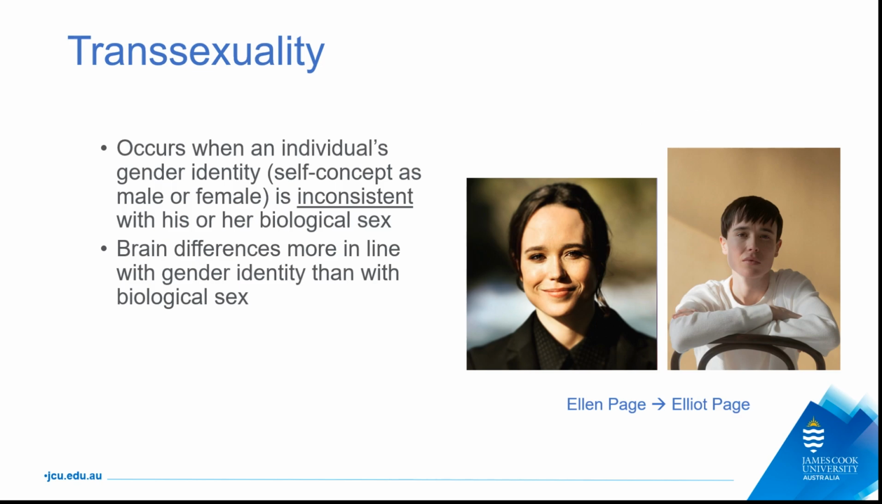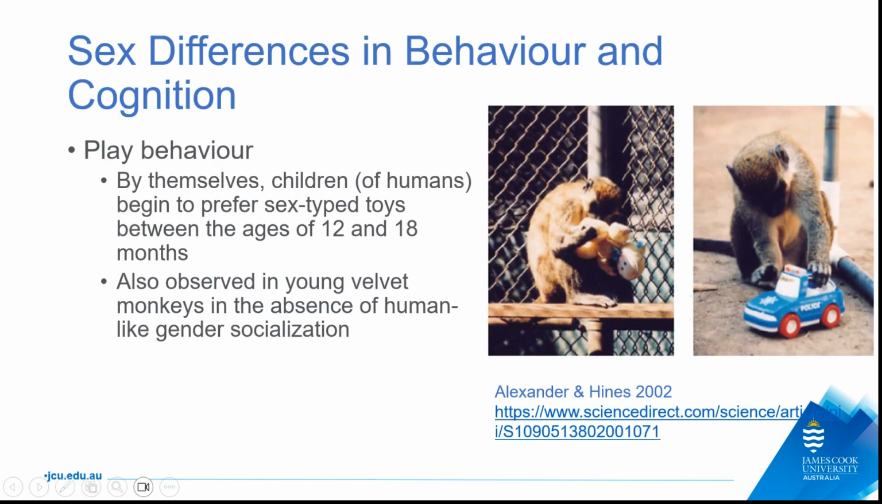So it happens when an individual's gender identity, which is really a self-concept of whether I'm male or female, is inconsistent with his innate biological sex. And the brain differences are more in line with gender identity than with biological sex. Yeah, so this is an interesting fact. Now we look at all these monkeys. These are vervet monkeys from South America.